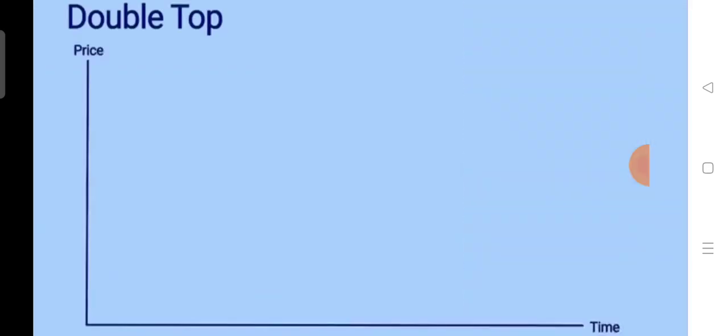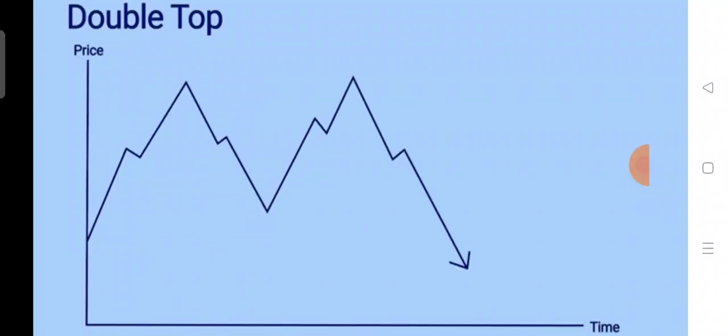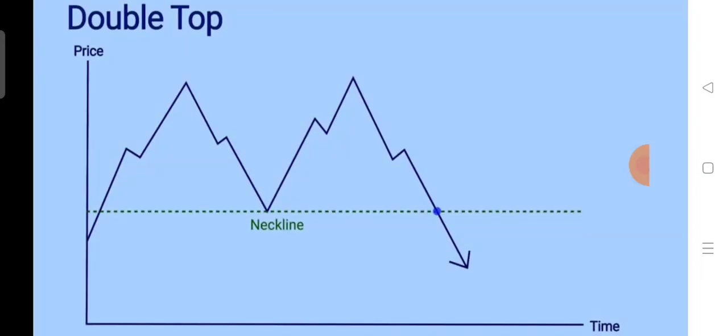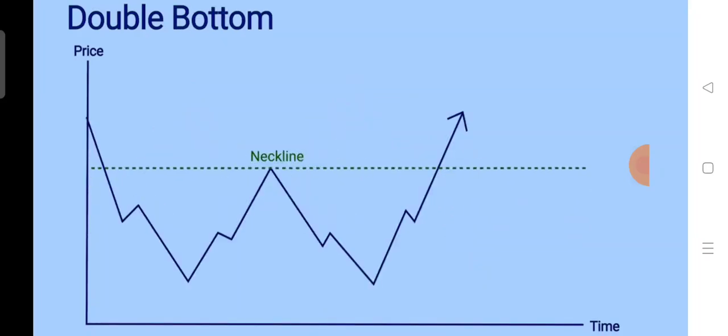What happens is that in the pullback, if it is quite fierce, it normally breaches the neckline, and then after all the people have cut their stop loss, it goes down. And in the case of double bottom, after everyone has sold and the neckline is breached a little bit deeply, the price then resumes the up move.